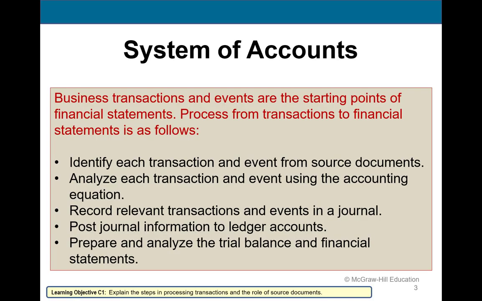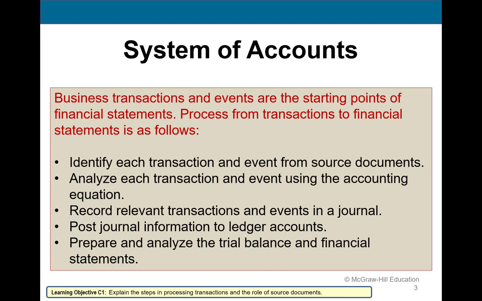Business transactions and events are the starting points of financial statements. The process to get from transactions and events to financial statements includes the following. You first identify each transaction and event from source documents. Analyze each transaction and event using the accounting equation. Record relevant transactions and events in a journal. Post information into ledger accounts. Prepare and analyze trial balance and financial statements.